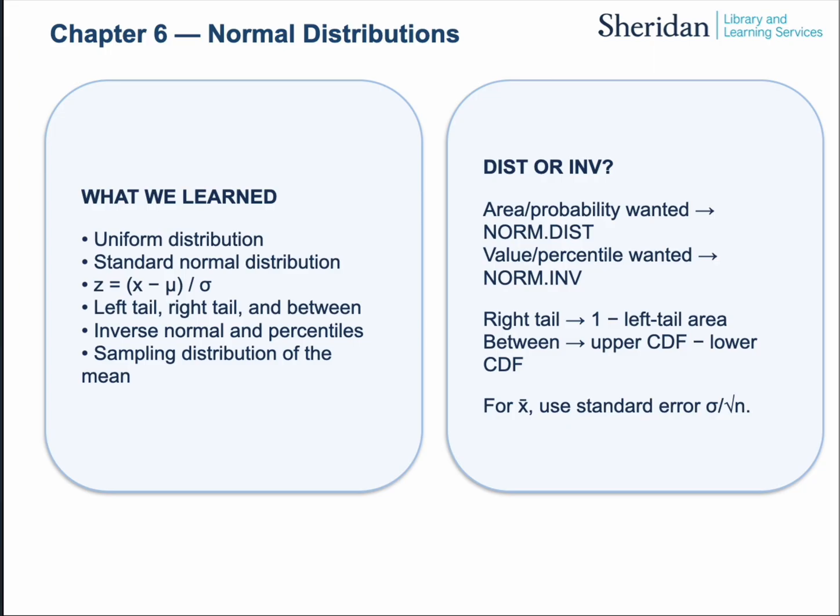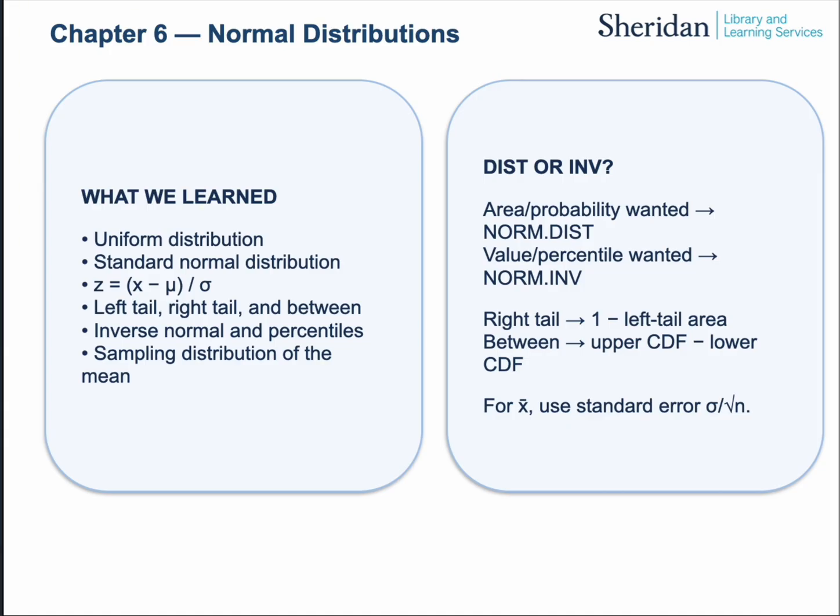Another common mistake involves identifying which part of the curve you need. If the question asks for the probability of being less than a value, then you are looking for the left tail. If it asks for the probability of being greater than a value, remember that Excel gives you the left tail probability by default, so you will need to subtract the result from 1.